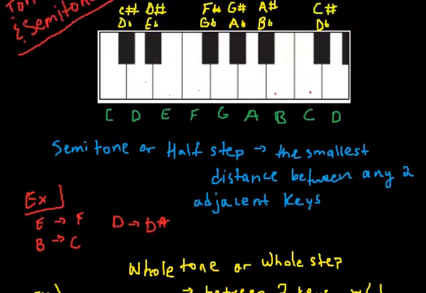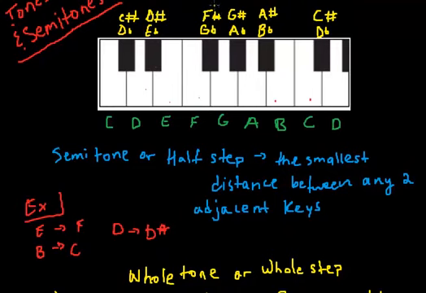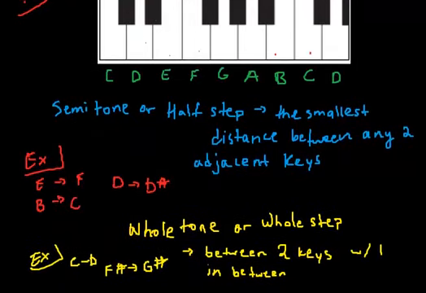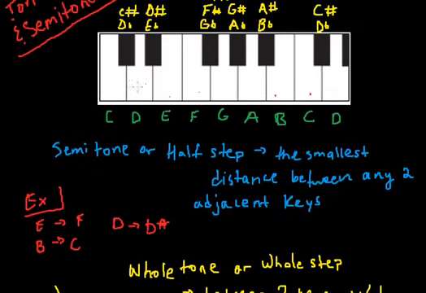So F sharp to G sharp, that has G in the middle. Or what else did we use? C to D, right? C to D again, that has C sharp in the middle. And we'll go over the sharps and flats in the next video, so stick around.